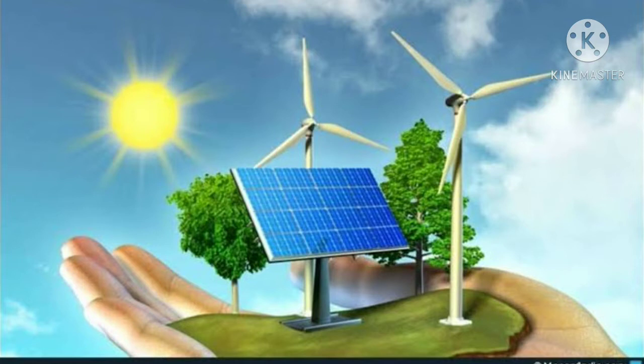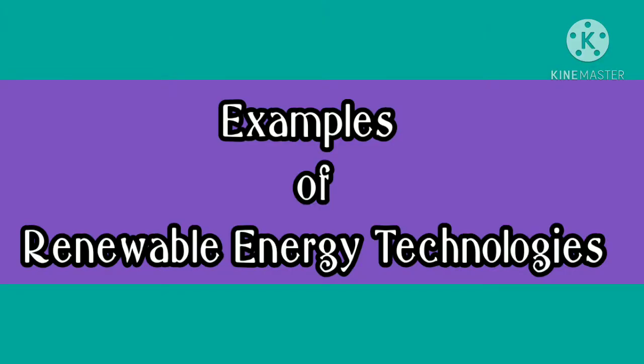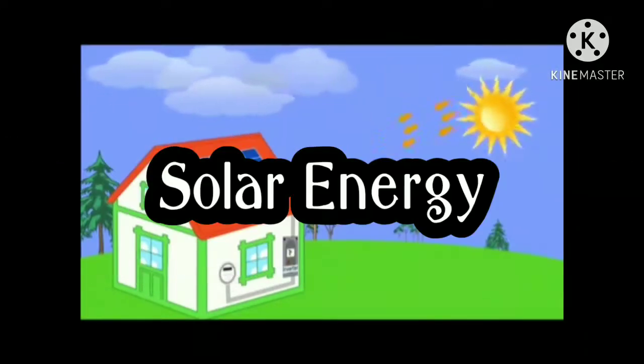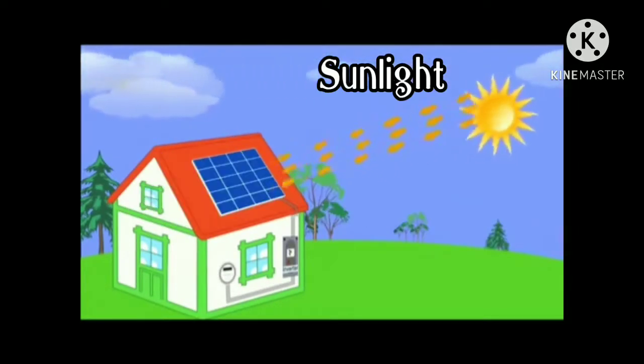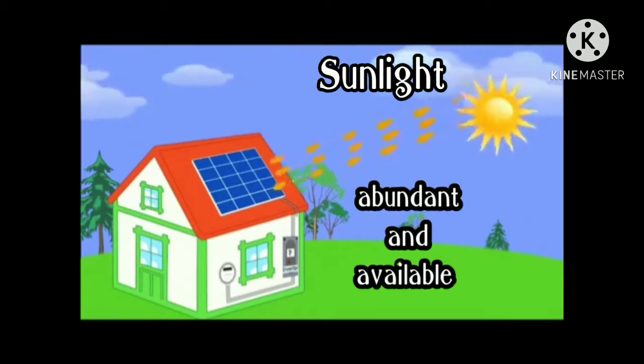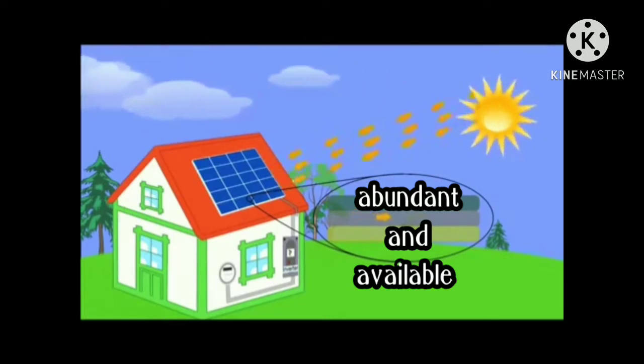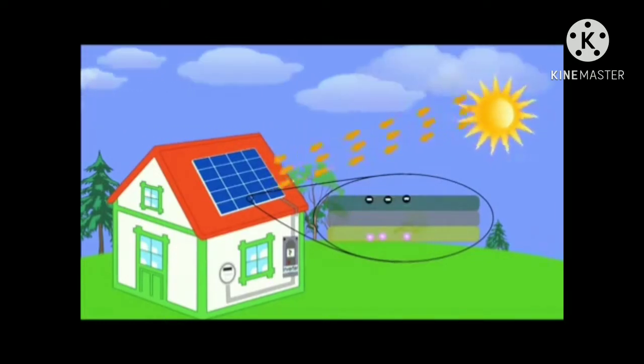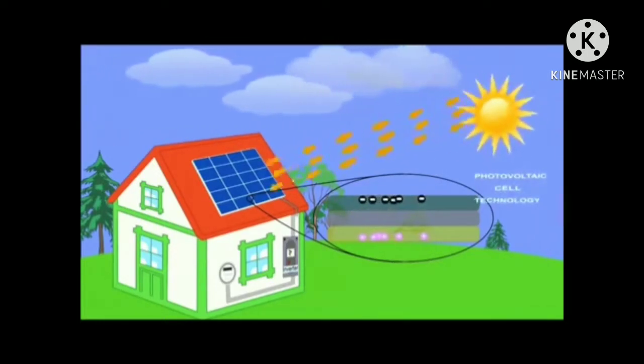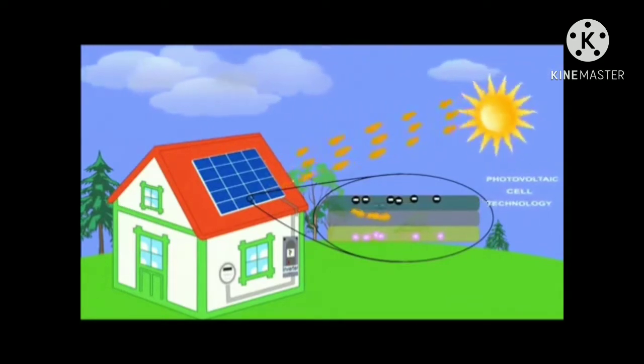Let me give you examples of renewable energy technologies. First is the solar energy. Sunlight is one of our planet's most abundant and freely available energy resources. The amount of solar energy that reaches the Earth's surface in 1 hour is more than the planet's total energy requirement for a whole year.